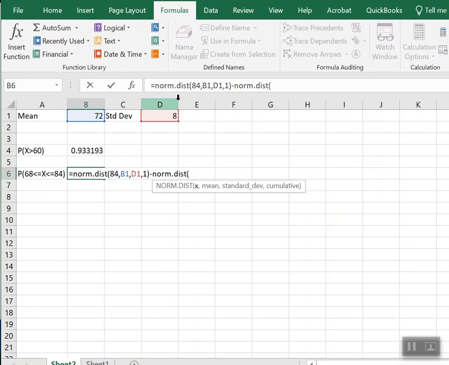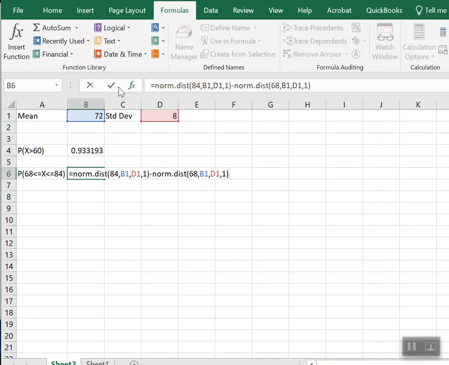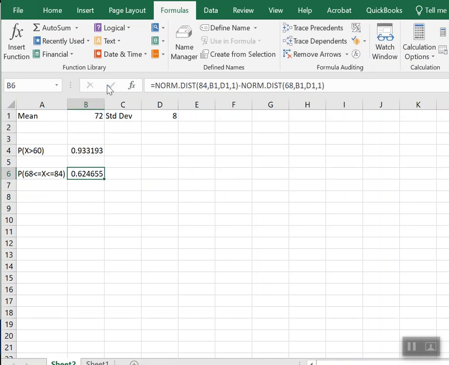norm.dist. Now I want to subtract the area that is 68 and below, so 68. Again, my mean is 72, my standard deviation is 8, and I definitely want it cumulative, and so now I get 62.4655%. So about 62.5% of managers will score between 68 and 84.